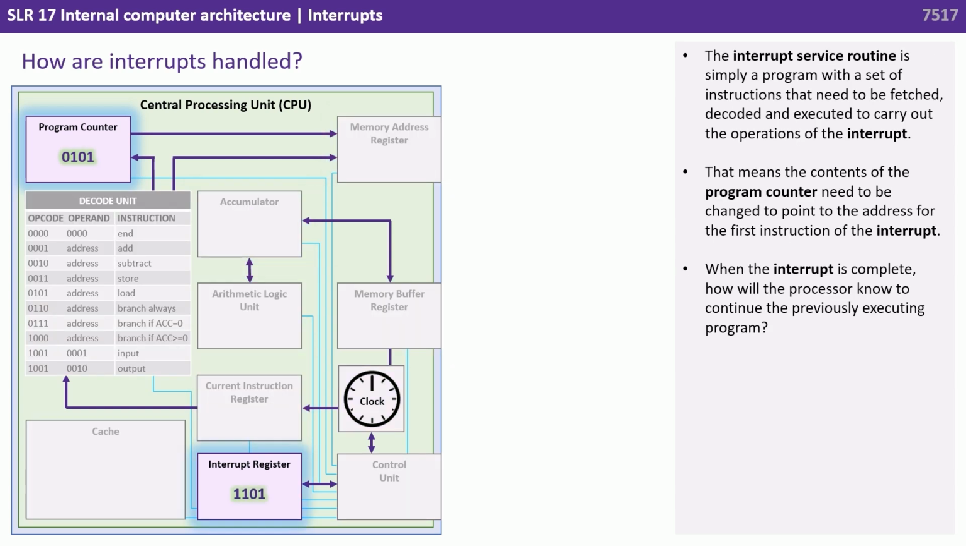The interrupt service routine is simply another program with a set of instructions that need to be fetched, decoded, and executed to carry out whatever the operations of the interrupt are. That means the contents of the program counter need to be changed to point to the address for the first instruction of the interrupt. When the interrupt is complete, how will the processor know to continue the previously executing program?